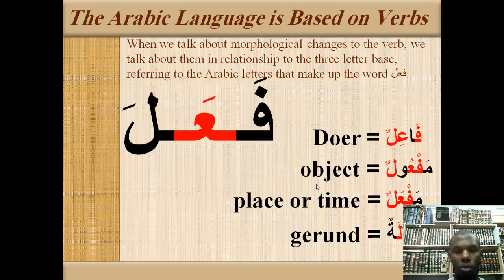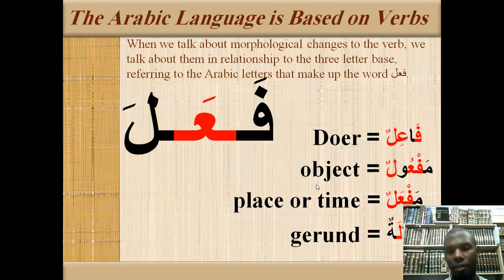However, those two dhammas are not pronounced if you stop on the word. So if we were reading the word in the middle of a sentence, we might say fa'ilun. But because it's the end of the word, for our purposes, we would just say fa'il. So fa'il is a wazn. The doer of the action of the verb, we would say, is on wazn fa'il.